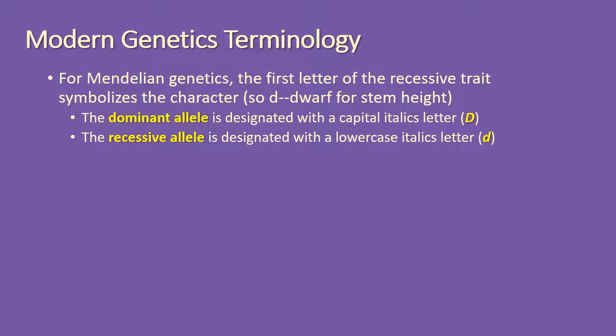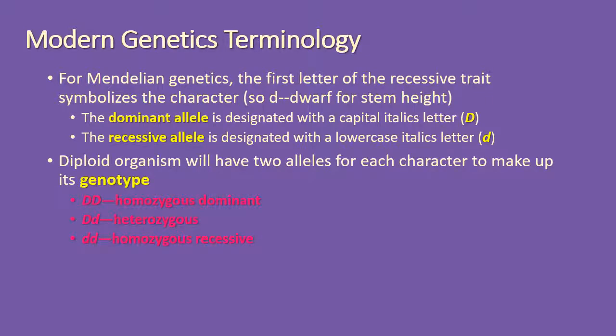For the tall versus short or dwarf trait, the dominant allele would be designated with a capital letter D. The recessive allele would be a lowercase d. Usually it's italics as well.